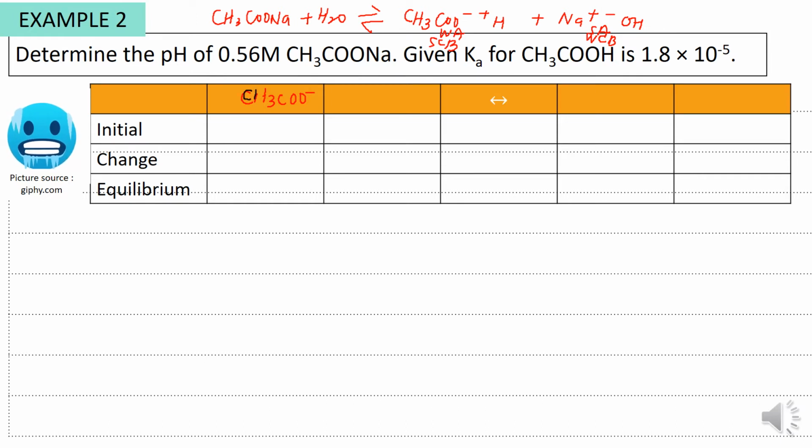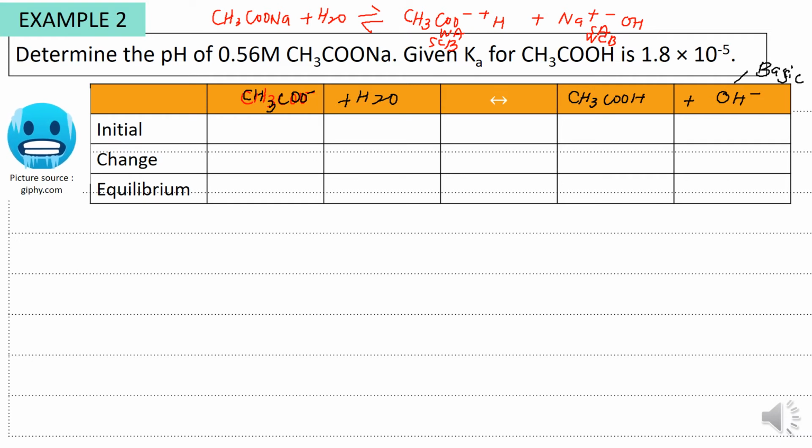CH3COO minus plus water. Since it is a strong conjugate base, it will act as a base, so it will accept the proton. So CH3COOH forms by accepting the proton from the water, so H2O will become hydroxide ion. So the presence of the hydroxide confirms it as a basic salt.